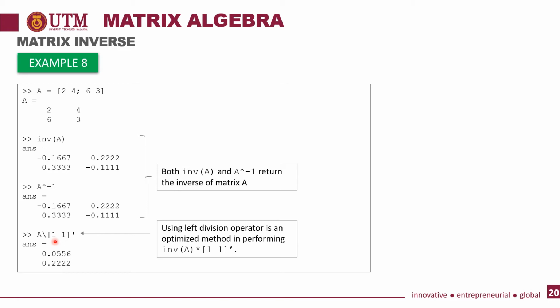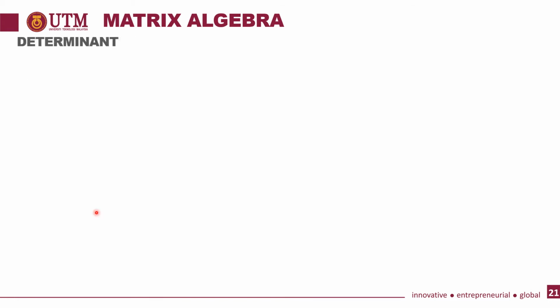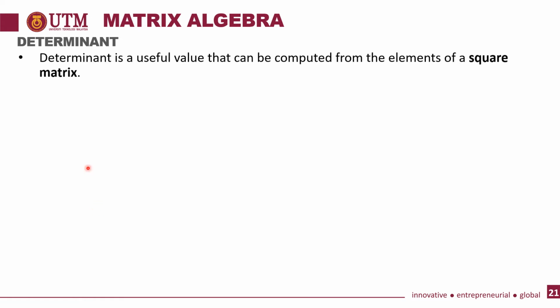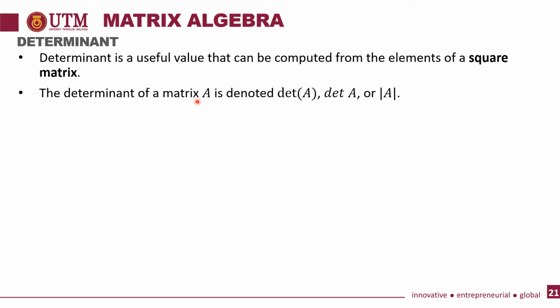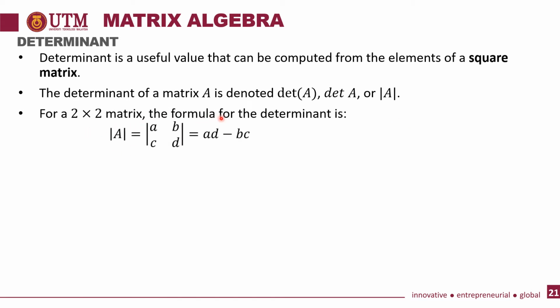Next is all about the determinant. I'm sure you already learned about the determinant in your engineering mathematics, right? The determinant is a useful value that can be computed from the elements of a square matrix, so it only applies to a square matrix. The determinant of a matrix is denoted as det, or A with magnitude bars, if I'm not mistaken. For a 2 by 2 matrix, the formula for the determinant is AD minus BC. This is how you calculate the determinant of a matrix.